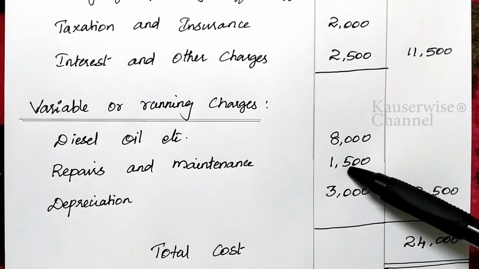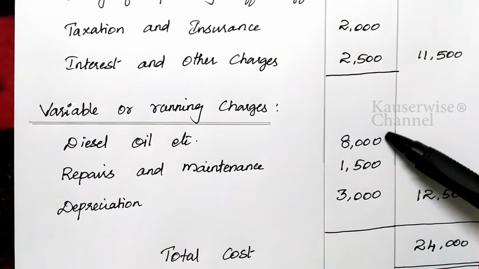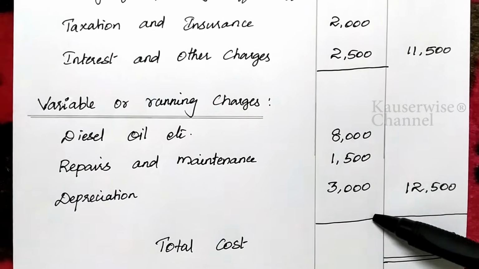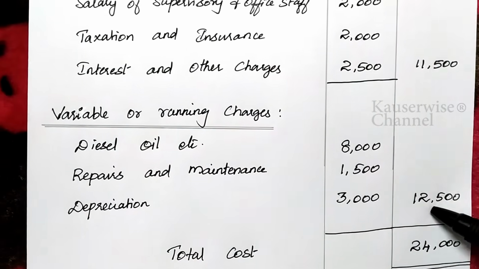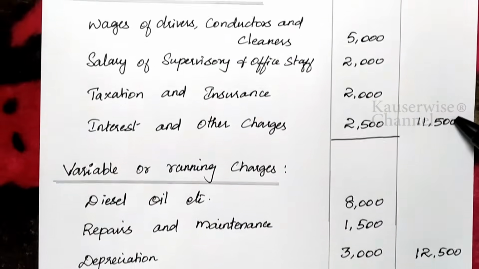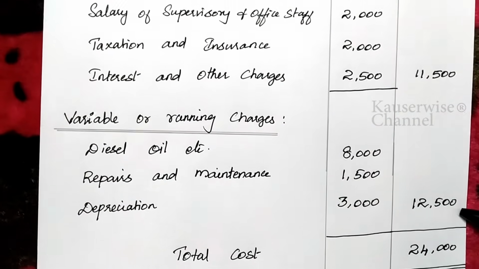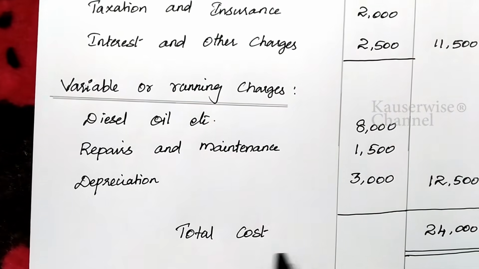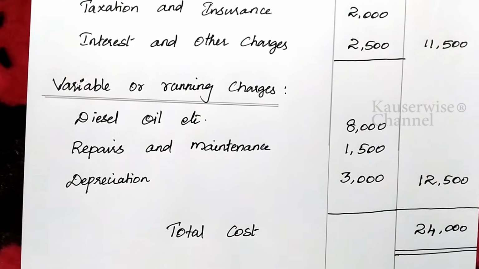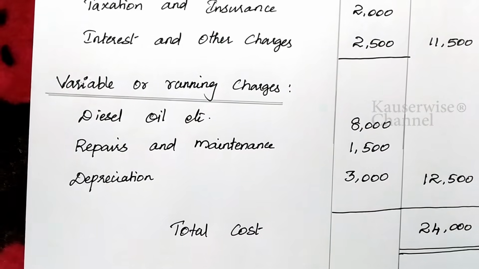Diesel, repairs and maintenance, depreciation. So these are the running and maintenance or variable cost. Total variable cost is how much? 12,500. Now total fixed cost plus total variable cost is equal to total cost. So 24,000 is the total cost for the month. Now with this information we can find out the second one.